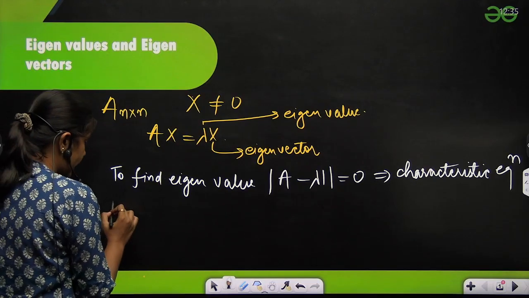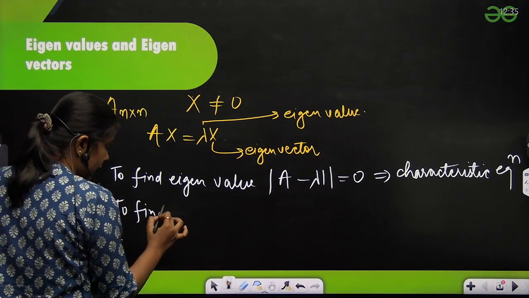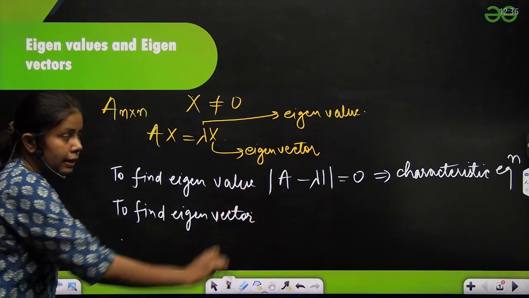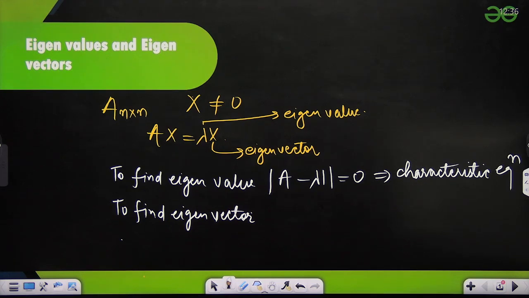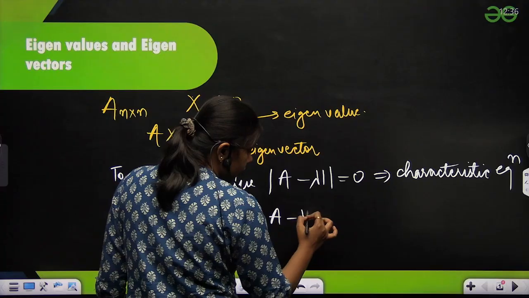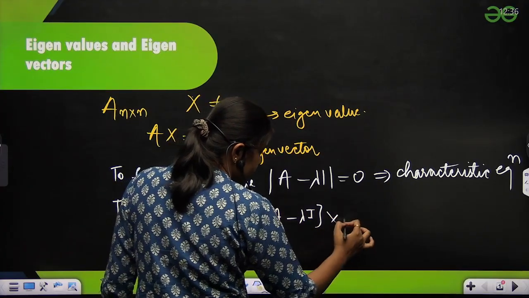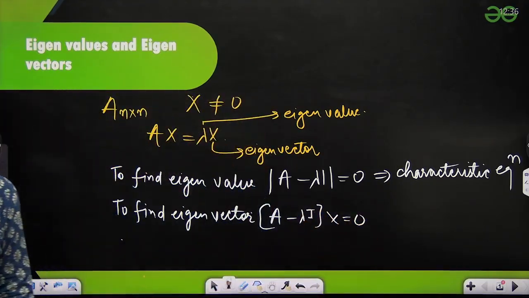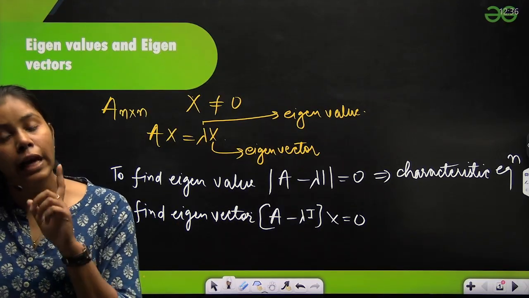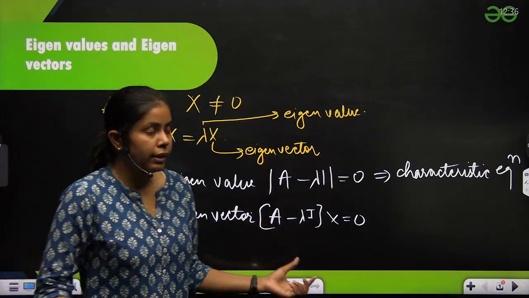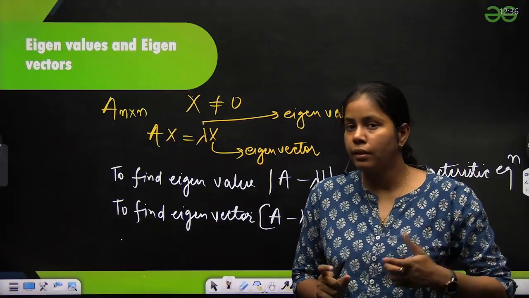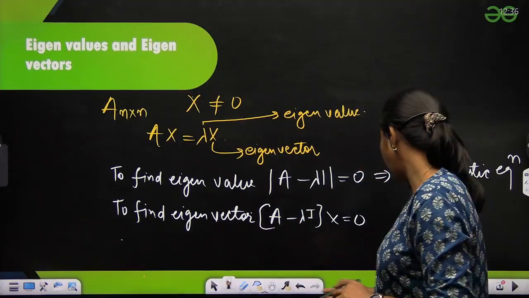Now to find eigenvectors, first I'll consider all the eigenvalues lambda which I get from the first step, and corresponding to each I'll solve the system A minus lambda I x equals 0. For each eigenvalue lambda, I'll get the corresponding eigenvectors. And we have seen in the last class that if there is a repetition of an eigenvalue, then we may have more than one eigenvector.